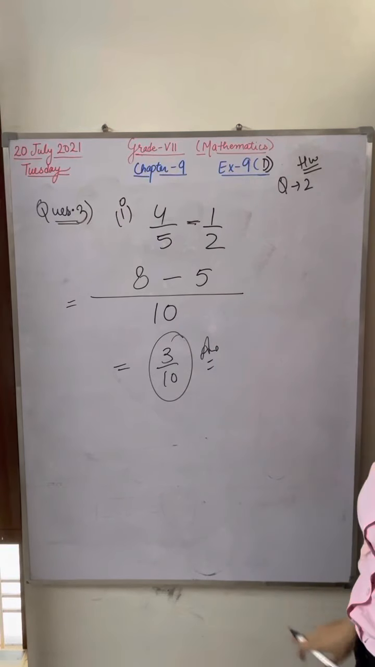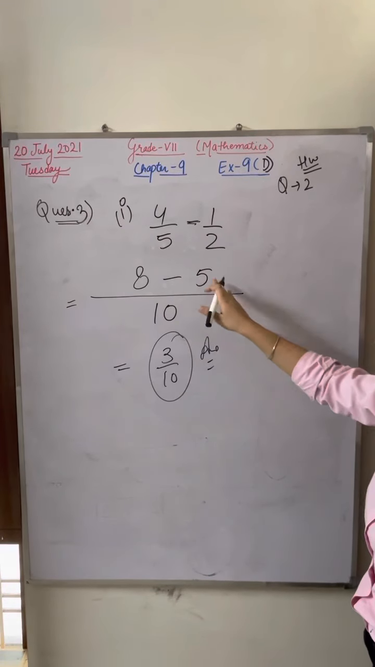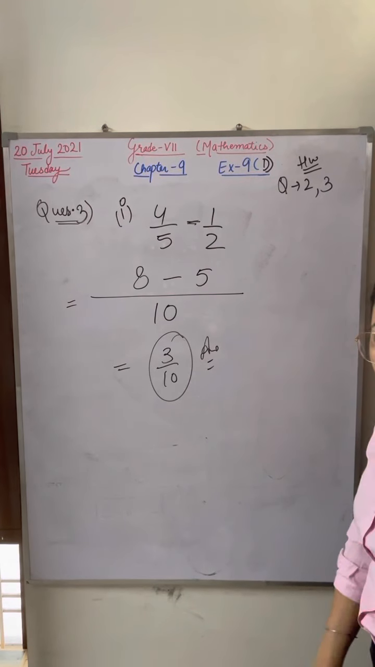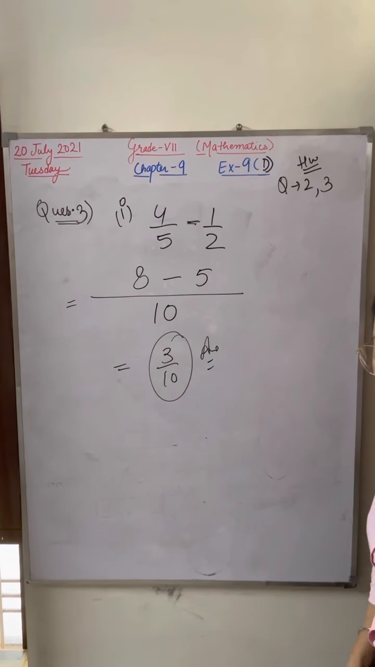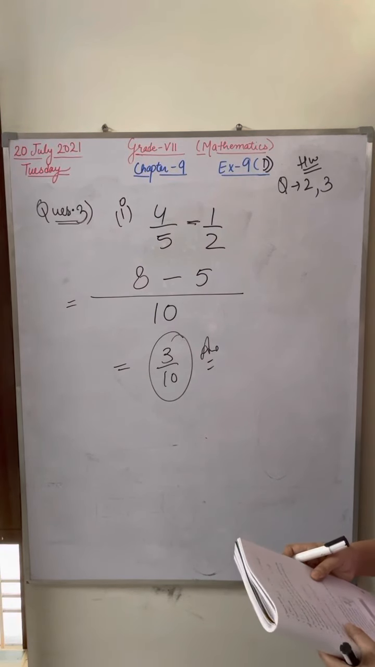So the third question is very easy. You just have to solve step by step. Take the LCM of the denominators and then go for the subtraction. That's it. So question third I am giving you for the homework. Quickly mark this third question. I don't think there should be any doubt.